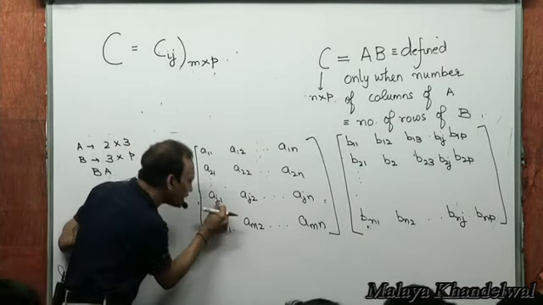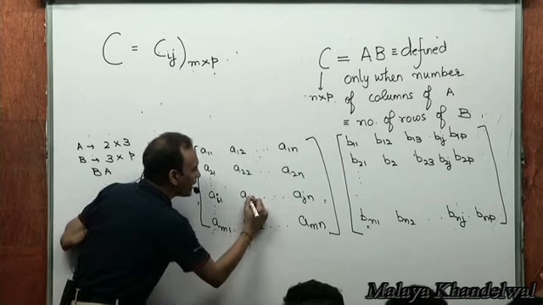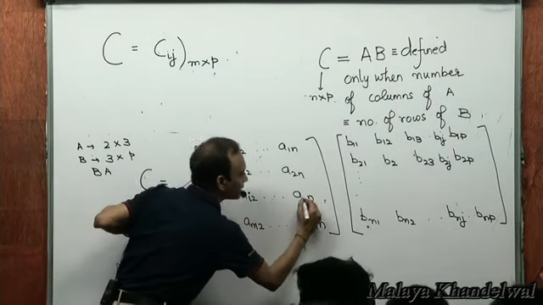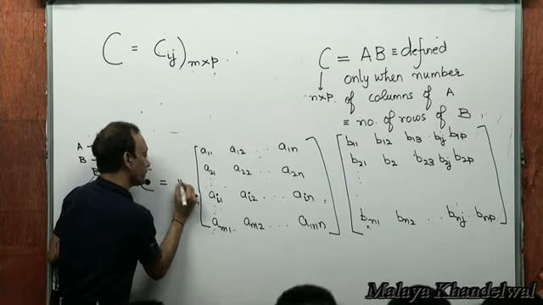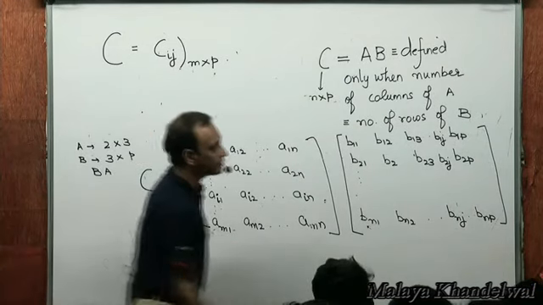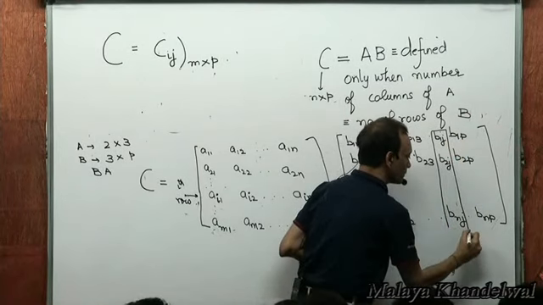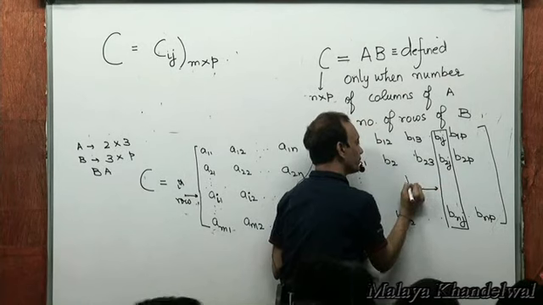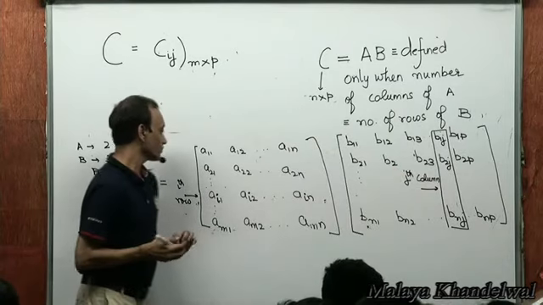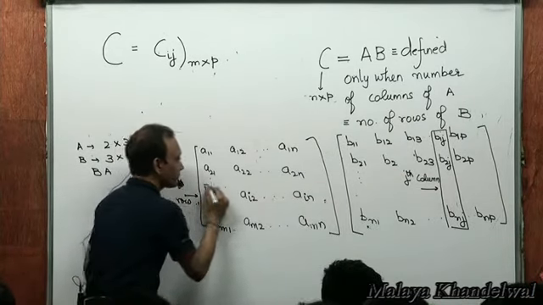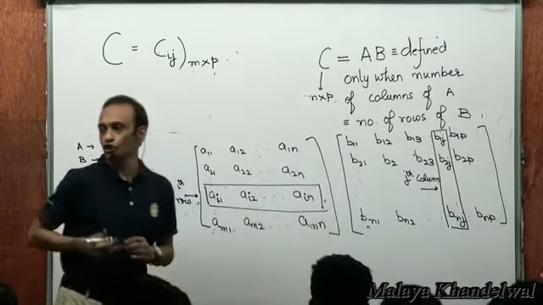Let me call this the ith row. I'll tell you why. This is the ith row of A: Ai1, Ai2, up to Ain. And this is the jth column of B. This is the ith row of A, and that's the jth column of B.